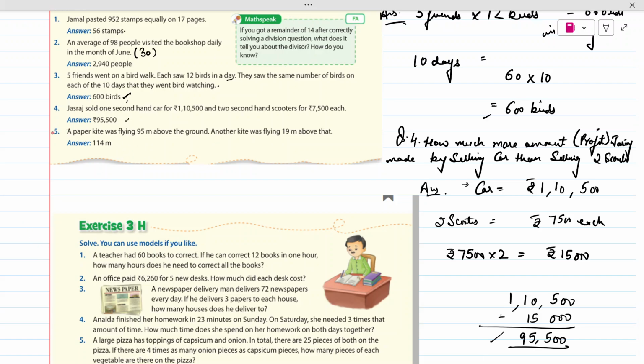So I'm leaving this question as homework. I'm giving you the hint, 114 meters is the sum of these two numbers. Okay, so this is done.